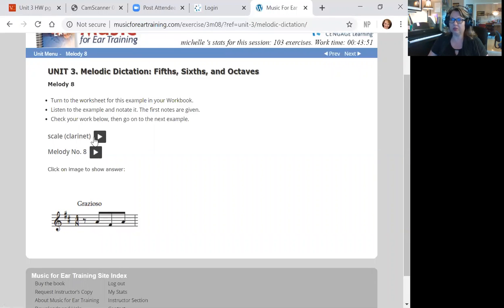How many bars? Let's listen to our scale. Here we go. How many bars? 1, 2, 3, and 1, 2, 3, 4. Yeah, okay. So that's it. It's just 4 bars, but it's fast.